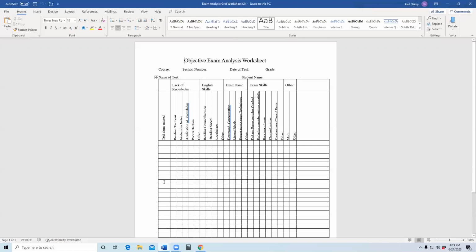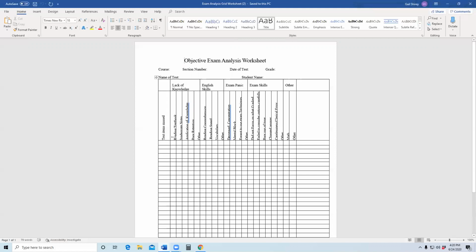And then after you've listed the ones you got wrong on the exam, you check whatever 2 reasons you think are most likely to cause why you got that wrong. So you need to go through all of these sections, and out of all of these choices, you may only choose 2. So each of these represent different things. So I'm going to go through these: the lack of knowledge section, English skills section, exam panic section, exam skills section, and then of course other.